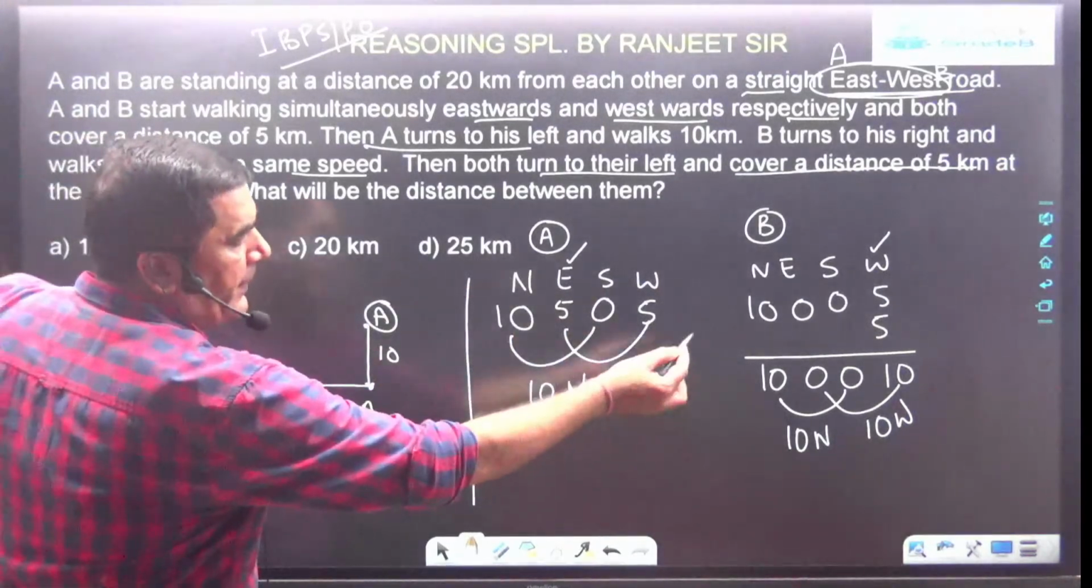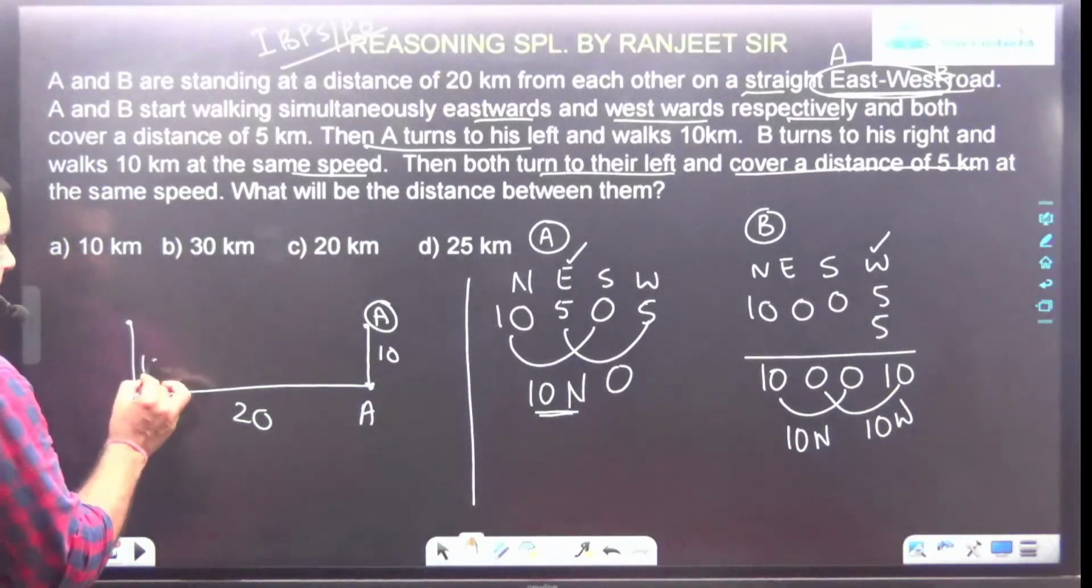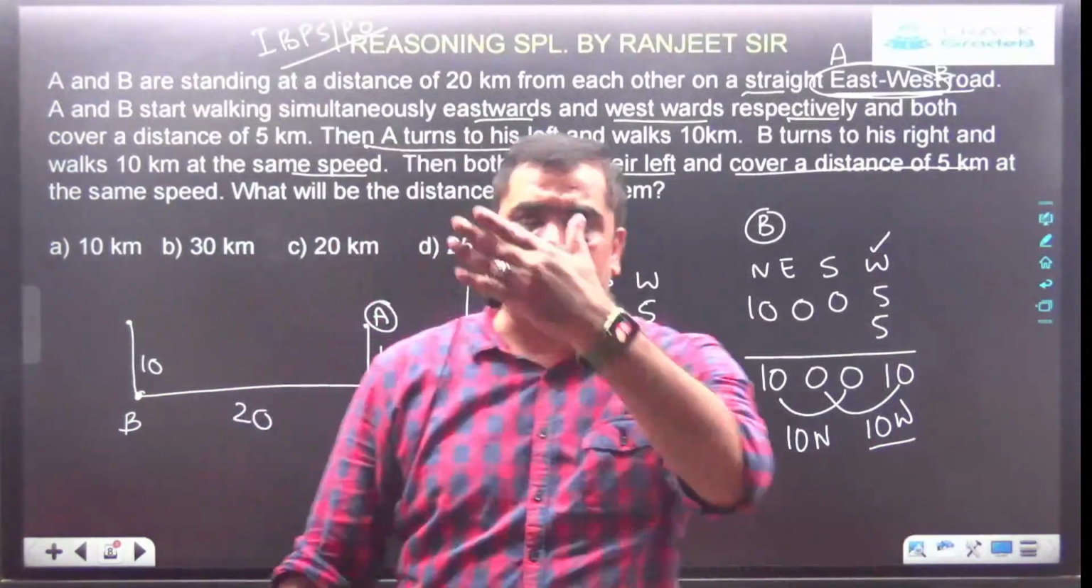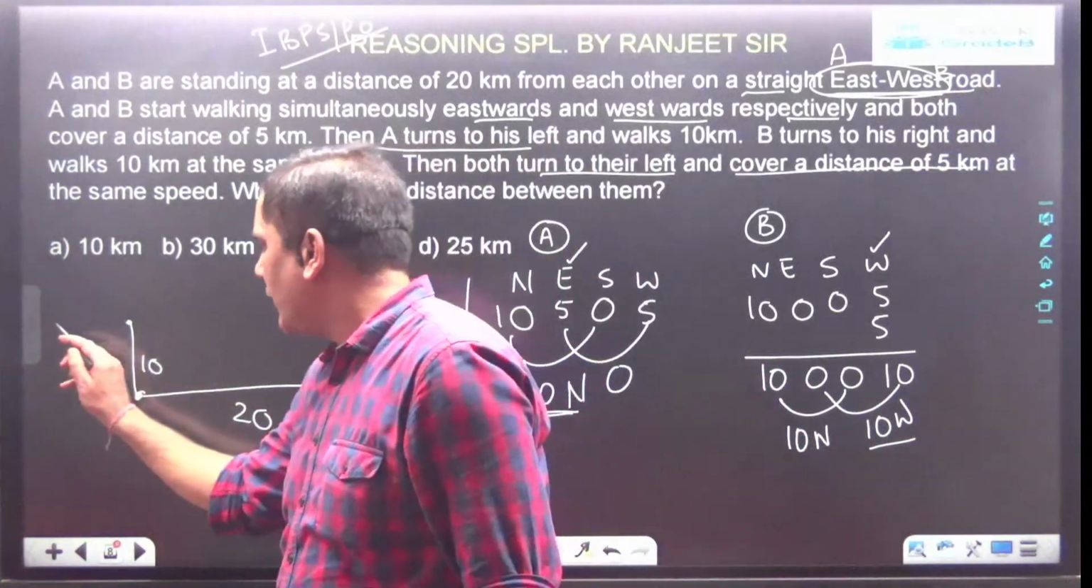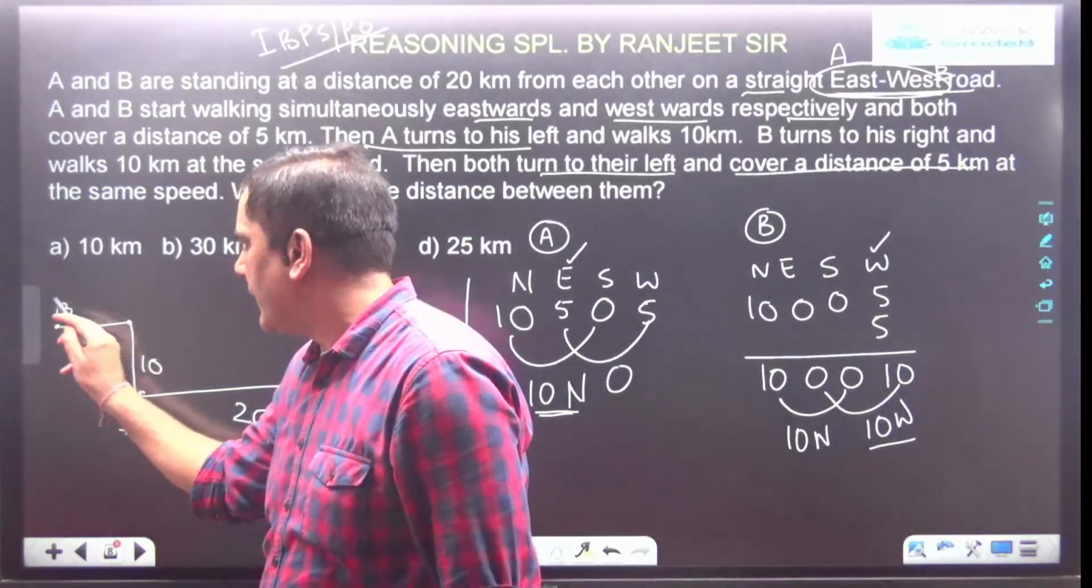Now B. B goes 10 north. North means what? Up. So 10 up. But at the same time he goes 10 west. West means what? Left. So now B will be over here. This is 10. B will be over here.